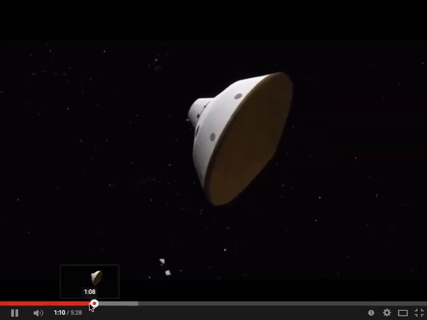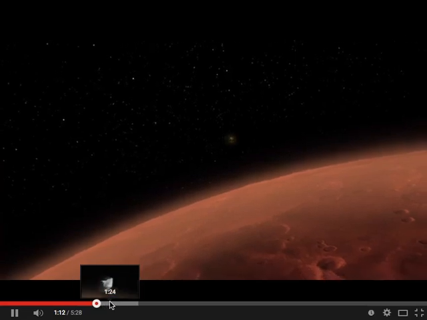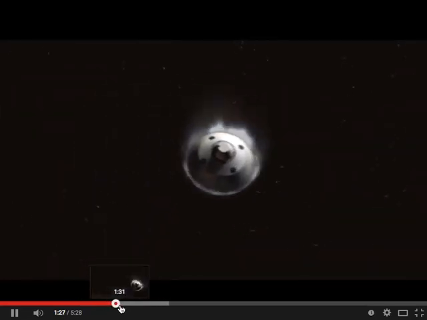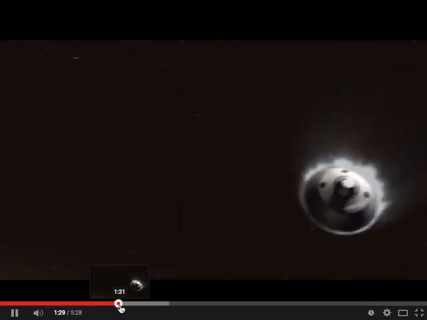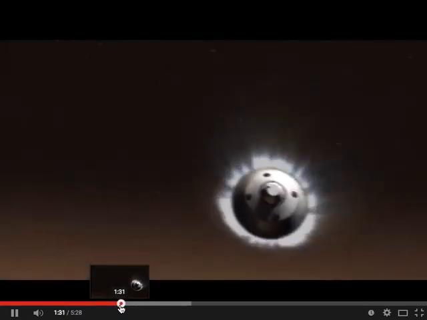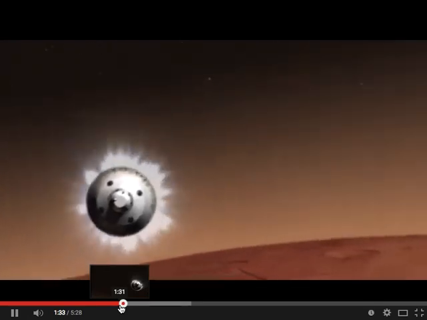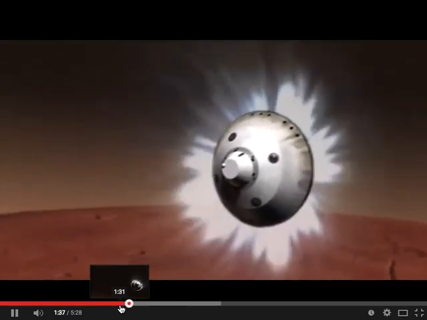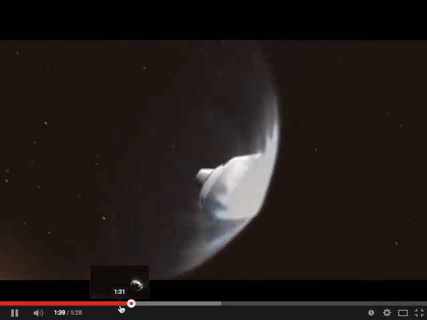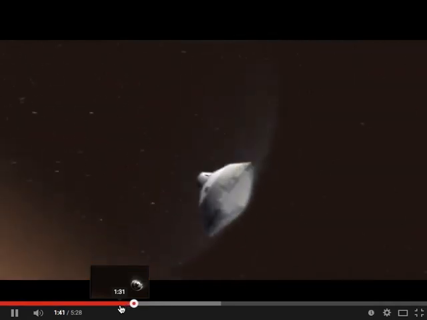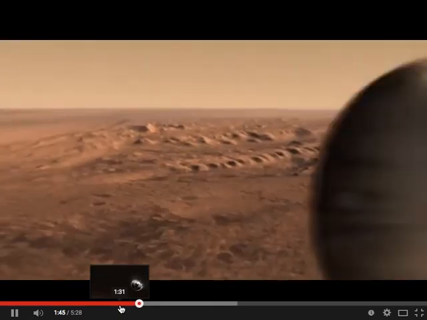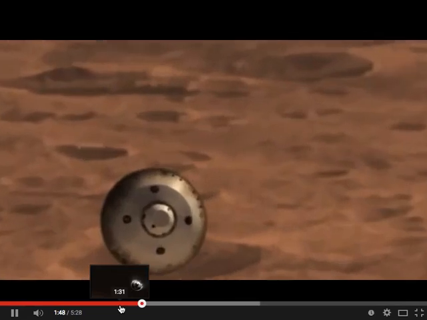Okay, then this is the thing that's going to land on Mars. It looks like a UFO. As you get closer to Mars, you have the atmosphere. It drags and slows down the object. This material is designed to withstand a lot of heat, high temperature. Okay, now you see Mars.